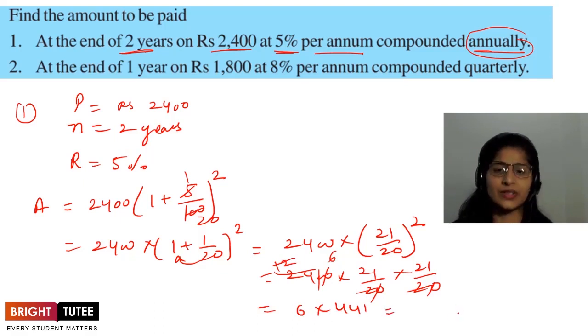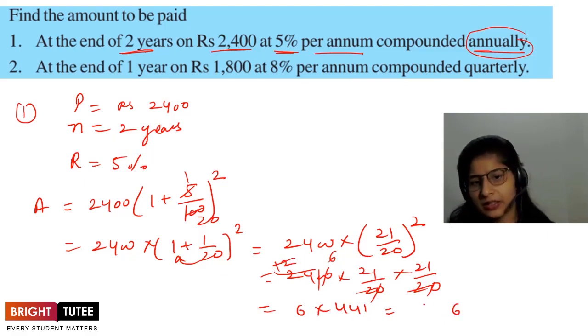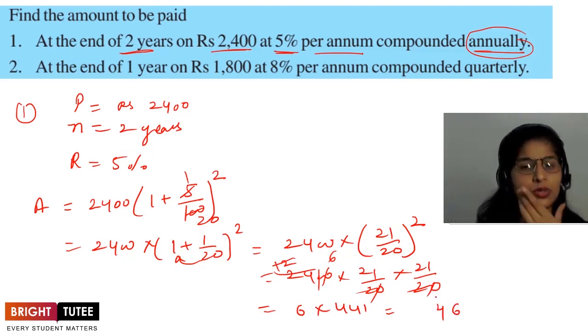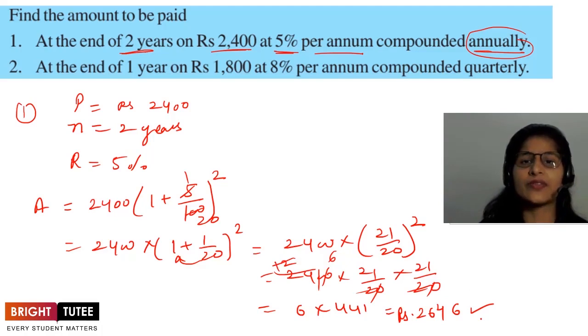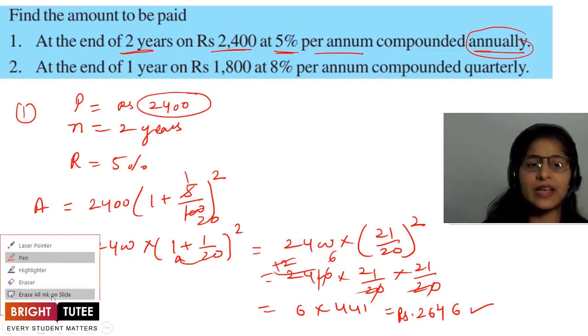Let's multiply 6 with 441. 6 1s are 6, 6 4s are 24, carry is 2, 6 4s are 24 and 2 is 26. So rupees 2646. This is the amount to be paid if it is taken at 5% rate for 2 years, right? And 2400 was the initial amount. Clear? Now what is the difference between the first and the second question?